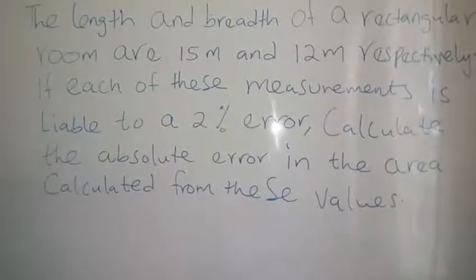The length and breadth of a rectangular room are 15 meters and 12 meters respectively. If each of these measurements is liable to a 2% error, calculate the absolute error in the area calculated from these values. So they want us to calculate the absolute error in the area of that rectangular room.